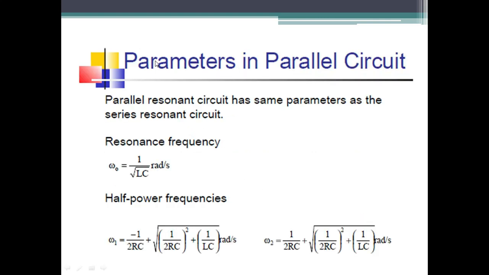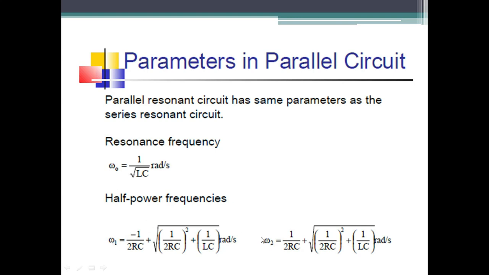Now the different parameters in the parallel resonance circuit. The parallel resonance circuit has the same parameters as the series resonance circuit. Therefore the resonance frequency we calculate, omega 0 is equal to 1 upon under root of LC radians per second. Then the half power frequencies are calculated.